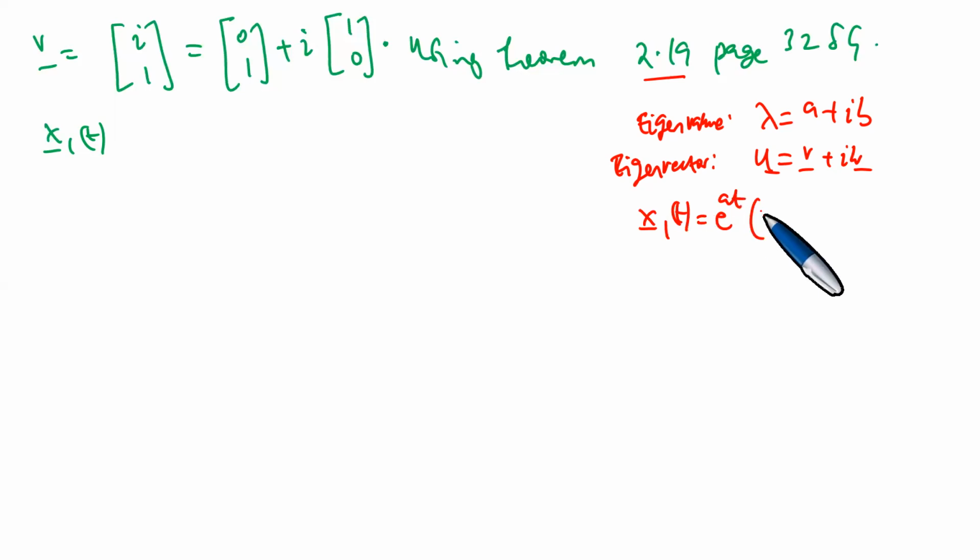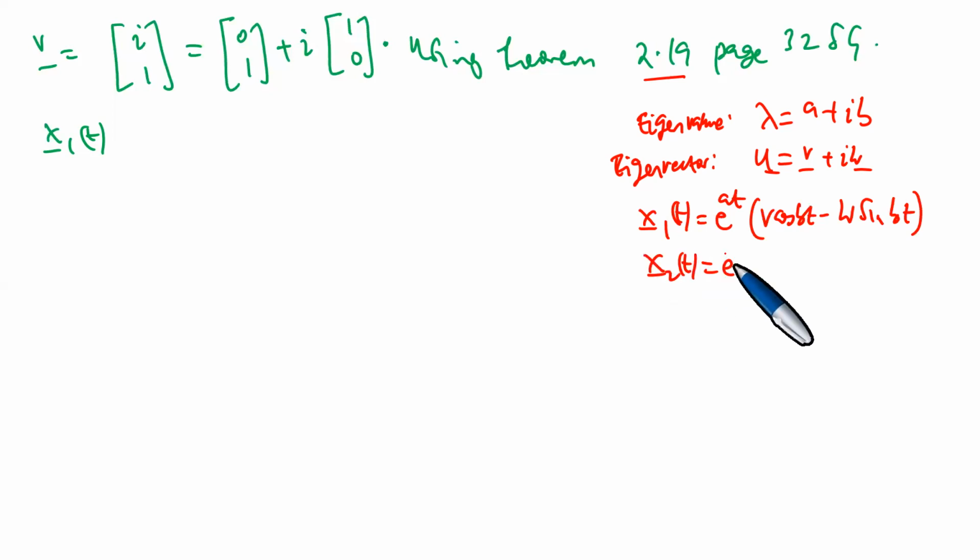So it puts the vector v here, cosine bt, sine bt, x2, e to the at, v sine bt plus w cosine bt. All right. The theorem says if the eigenvalue is this and the eigenvector is this, which is what we saw, then we can write the solutions in that manner.